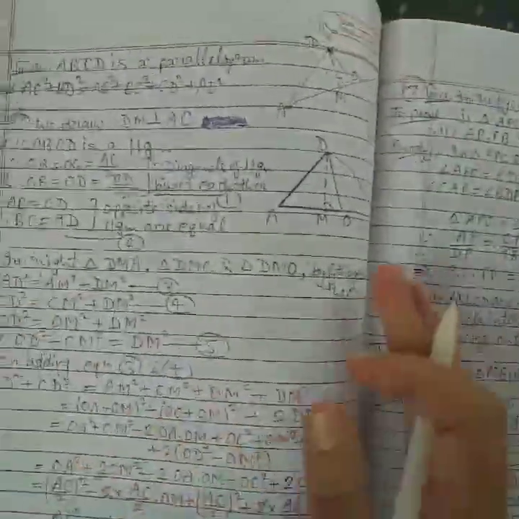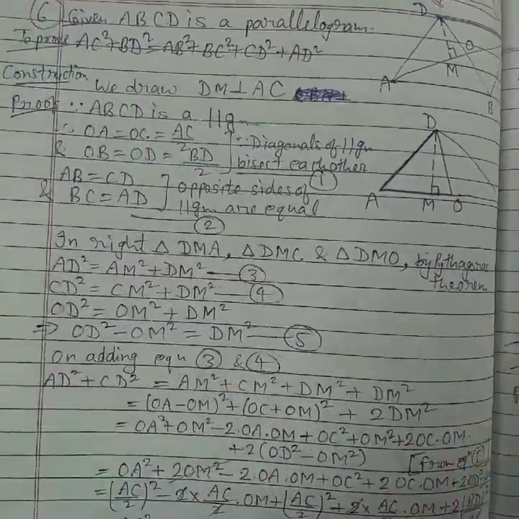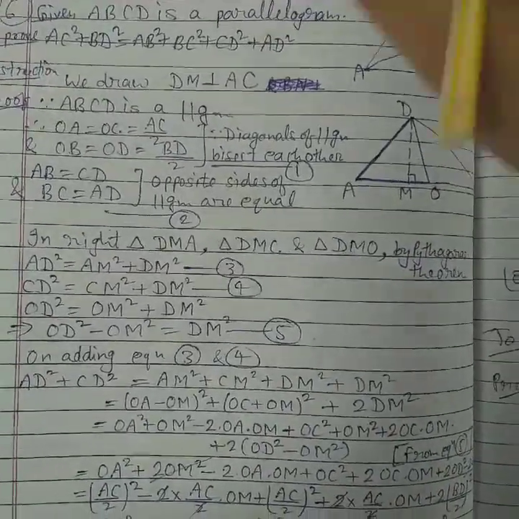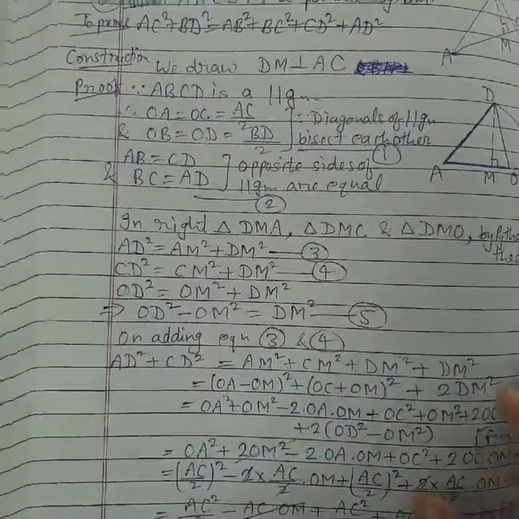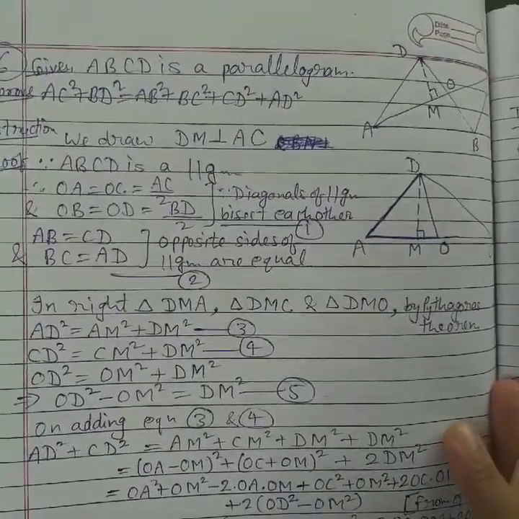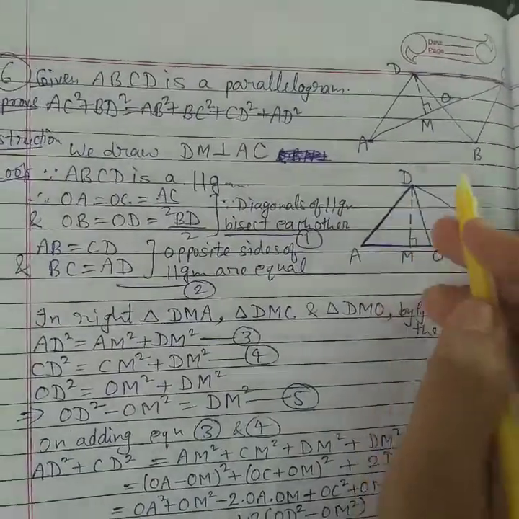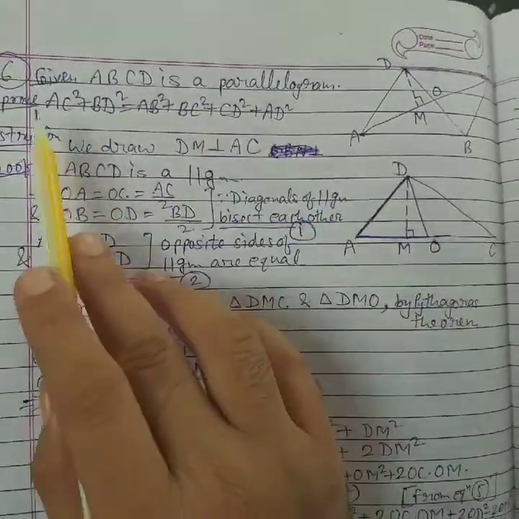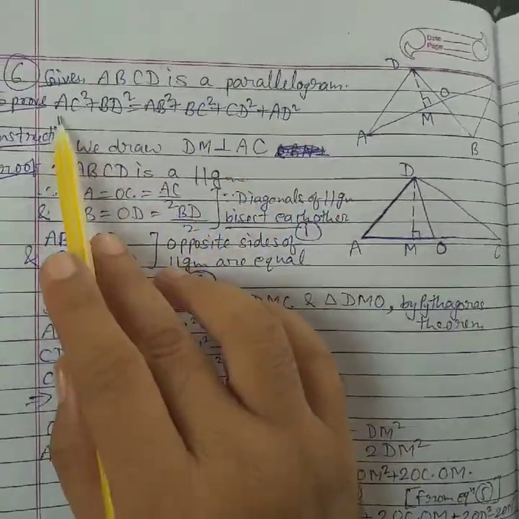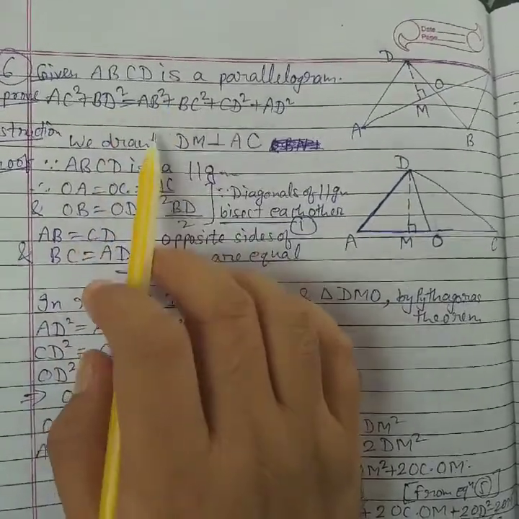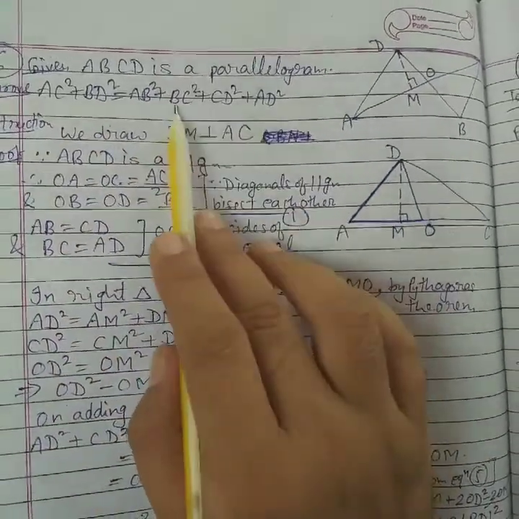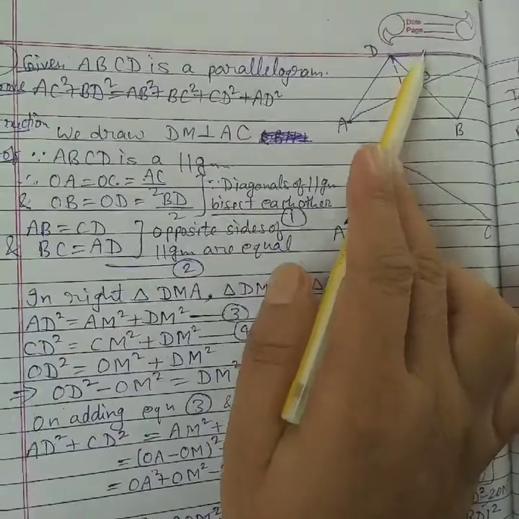Okay. Now move to question number 6. I am reading question 6 here. Prove that the sum of the squares of the diagonals of a parallelogram is equal to the sum of the squares of its sides. There is a parallelogram ABCD. We assume ABCD is a parallelogram. To prove: sum of the squares of diagonals, so AC square plus BD square, equal to the sum of squares of its sides, so AB square plus BC square plus CD square plus AD square.